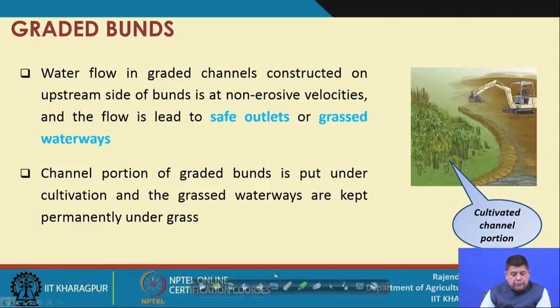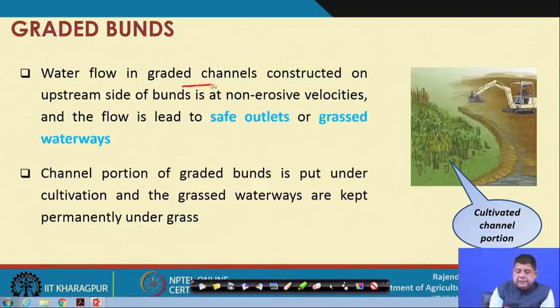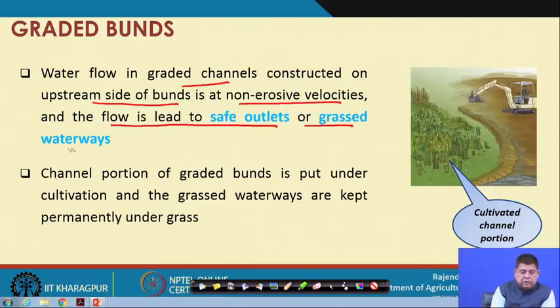So, water flow in the graded channels constructed on the upstream side of bunds is at non-erosive velocities, and the flow is led to safe outlets or grassed waterways. Sometimes, though we have said that the entire area between the two bunds can be used as a channel, if the discharge is not so much or is not expected to be very high, then we also provide that just construct channels on the upstream side of the bund.